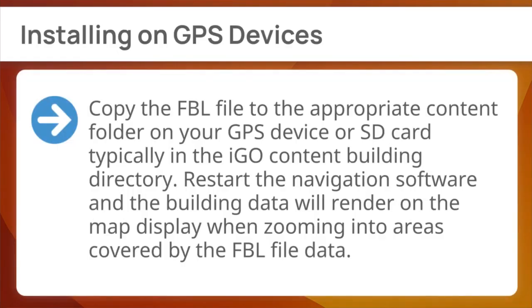Copy the FBL file to the appropriate content folder on your GPS device or SD card, typically in the iGO content building directory. Restart the navigation software, and the building data will render on the map display when zooming into areas covered by the FBL file data.